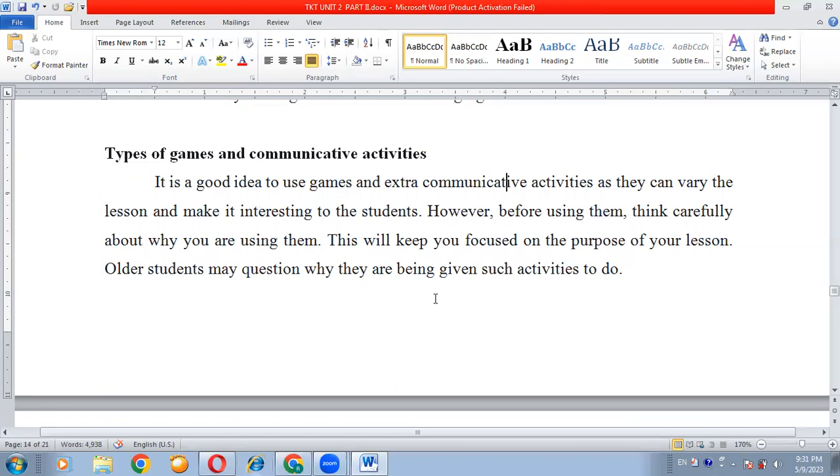However, before using them, think carefully about why you are using them. So I know what skills they are going to use. We don't give this just for enjoyment, we should have a purpose. Enjoyment means doing a game, but in the game we should have an aim: today we improve pronunciation, or speaking, reading, writing, listening, vocabulary or spelling, something like that.